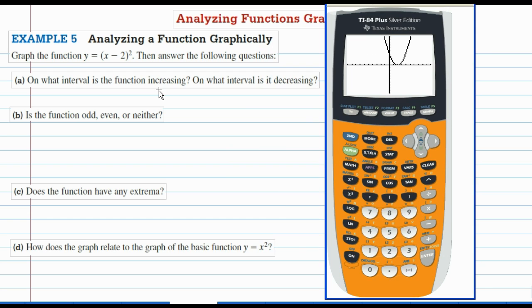On what interval is the function increasing? On what interval is it decreasing? Well, it looks like the function is decreasing from negative infinity to about 2, because this is a basic parabola, so I know it's not going to do anything funky out here. It's just going to decrease from negative infinity to 2, and then from 2 to positive infinity on the x-axis, increase. Just to check, second calc, let's go with minimum.